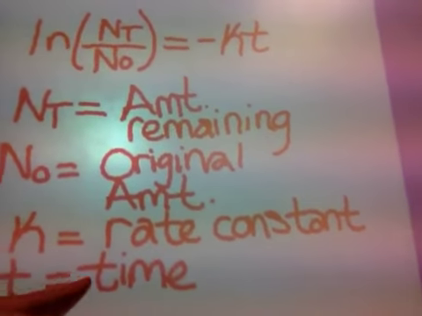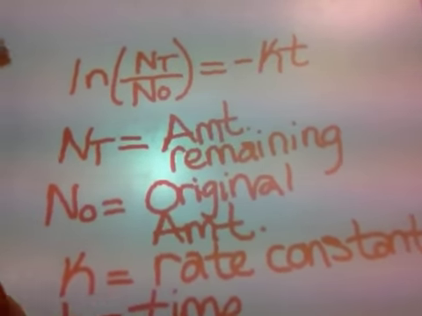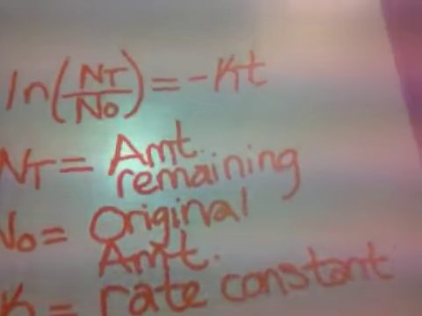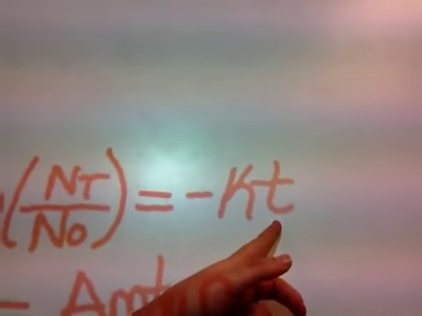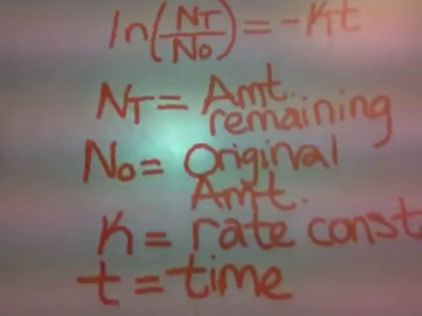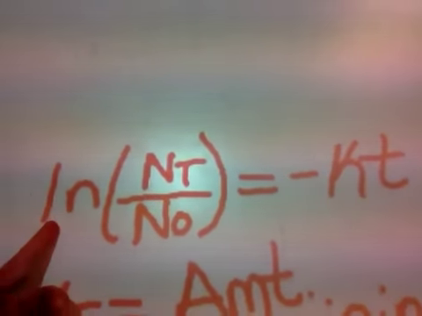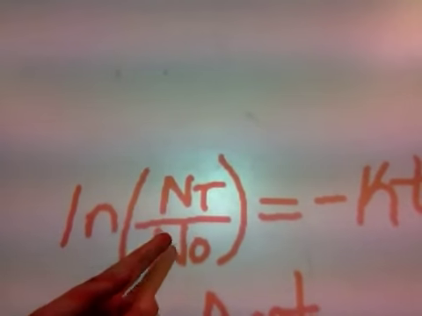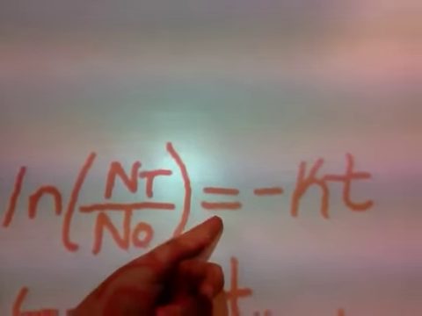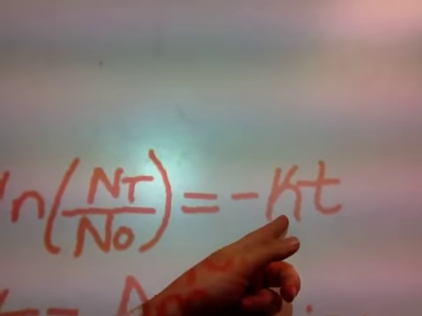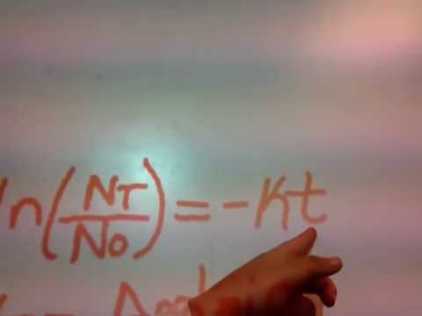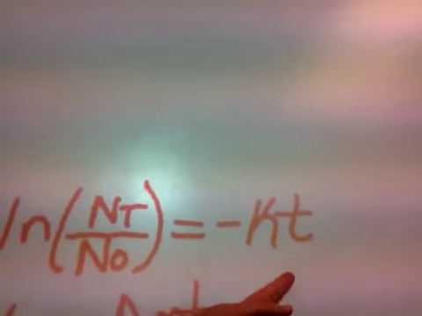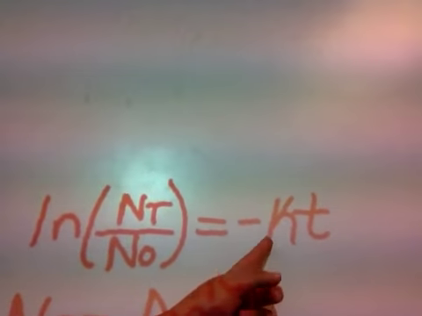And it's really just trying to determine how fast a specific element or compound is going to decay. Now T, up here, which is right next to your rate constant, just stands for time. So if we go back to this equation, I have the natural log of the amount that remains over the original amount, and that's going to equal a negative rate constant times time. This equation is how we typically find the rate constant, K.